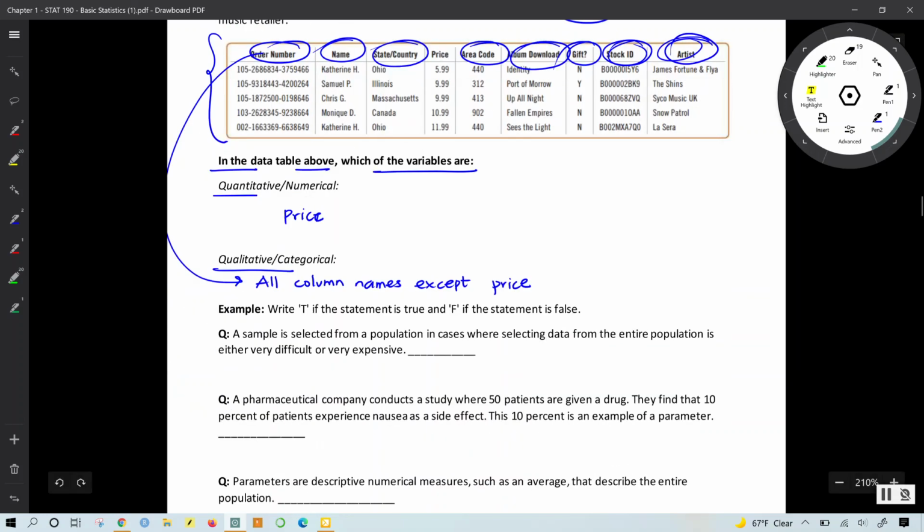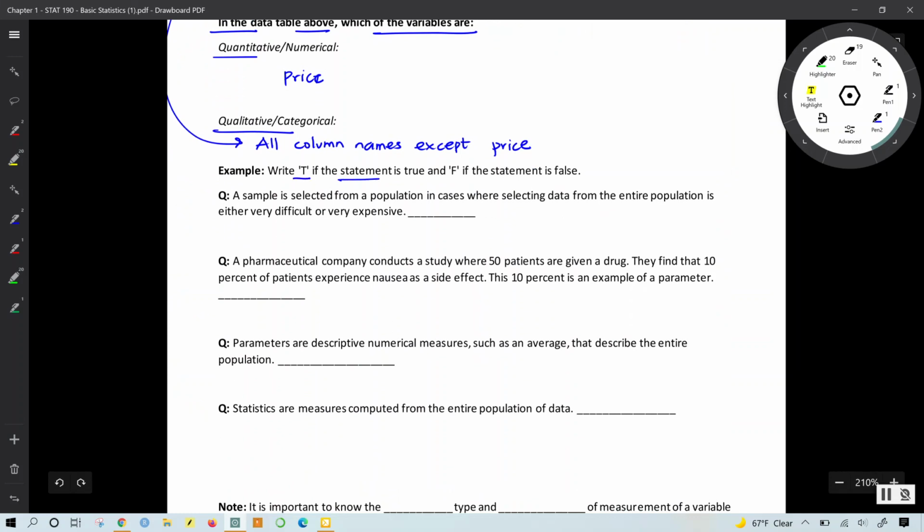So let's see another example. We're to write T if the statement is true and F if the statement is false. The first question says, a sample is selected from a population in cases where selecting data from the entire population is either very difficult or very expensive. This is definitely true because we use inferential statistics to select sample data, analyze the sample data, and see how well the deductions or inferences we make from the sample data can extend to the entire population.